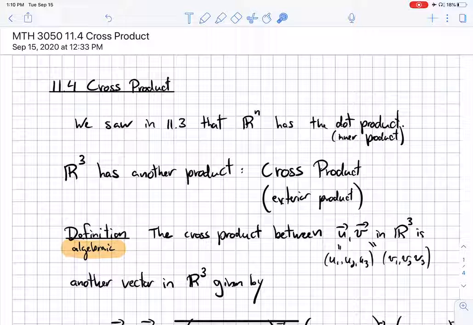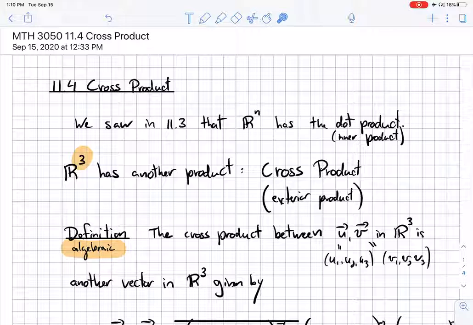Now, R3 is special because it has another operation, another product. It's called the cross product, and it's only for R3. The other R^n have another operation called the exterior product. So you see inner, exterior. All right, but we won't talk about it. So cross product, only in R3. Okay, so what's the definition?